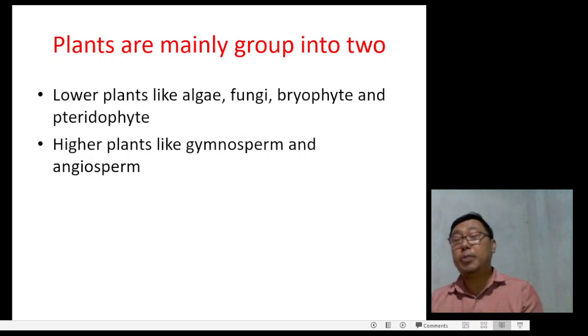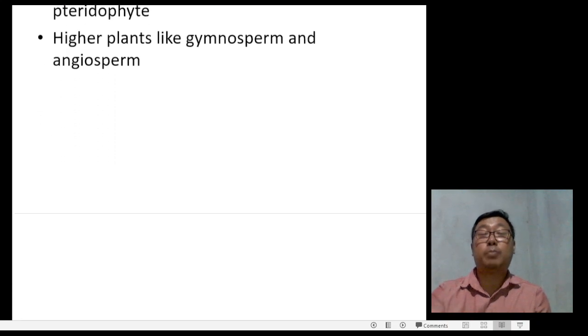Plants are mainly grouped into two: lower plants and higher plants. Lower plants are like algae, fungi, bryophyte, and pteridophyte. Higher plants are like gymnosperm and angiosperm.